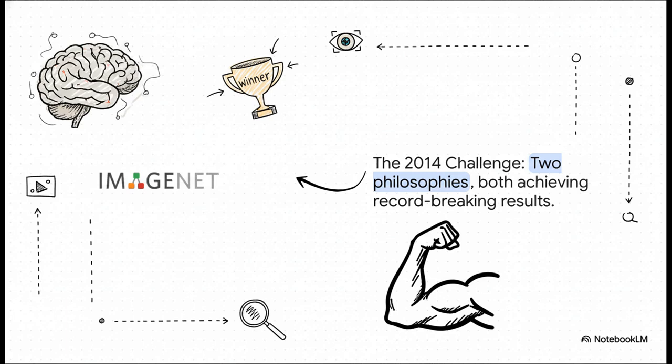So the 2014 competition turned into this epic showdown. You had VGGNet and GoogLeNet going head-to-head. And guess what? They both completely shattered the old records. GoogLeNet ended up winning, but only by a razor-thin margin. And this was huge because it proved there wasn't just one right way to do things. The brawn of just going deeper and the brains of a more efficient design were both totally valid. It's a design trade-off that researchers still wrestle with today.